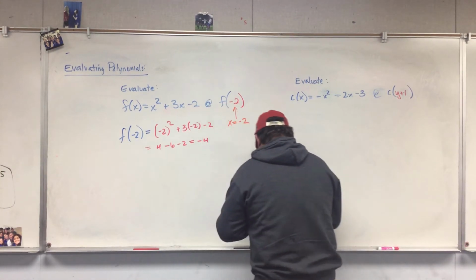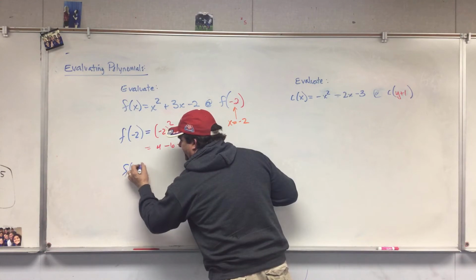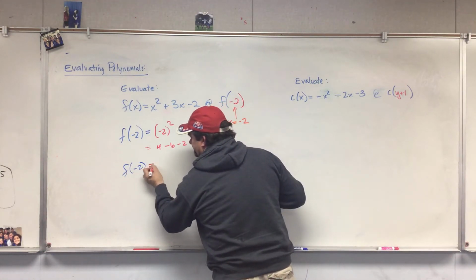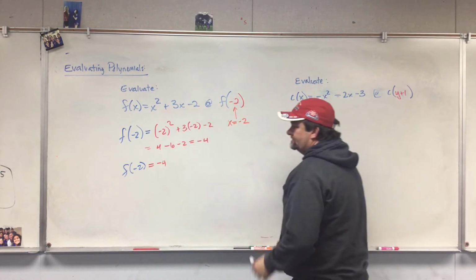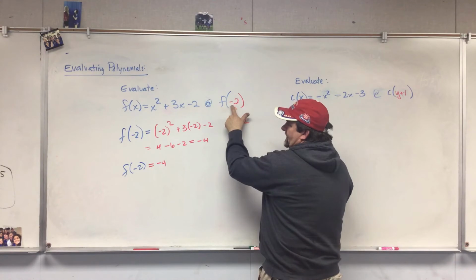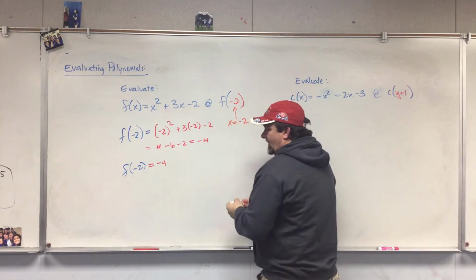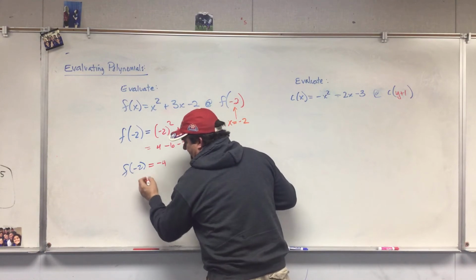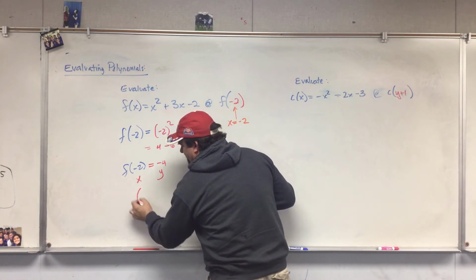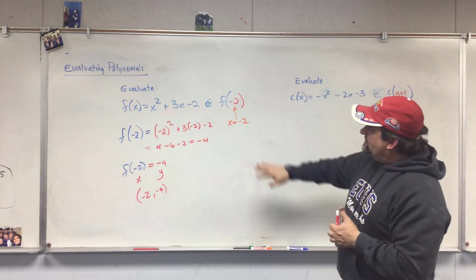So, f of negative 2 is equal to negative 4. So for this function, when I input negative 2, I get an output of negative 4. You can also understand that it's an ordered pair. This is our x and this is our y. So this would be negative 2 and negative 4. Okay? So that's how you would do it for just numbers.